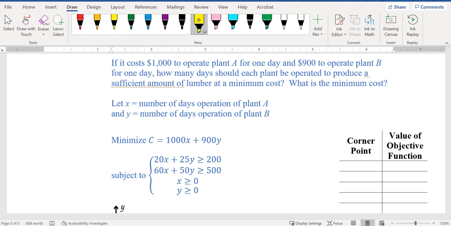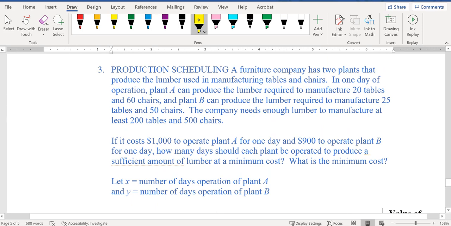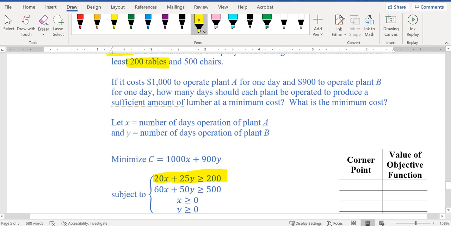Okay, what are your constraints? Obviously, the number of days that you operate plant A and plant B has to be non-negative. Where did this one come from? For tables, plant A can produce enough lumber to get 20 tables per day. Plant B can manufacture enough to get 25 tables, and you need at least 200 tables. So that's where that 20x plus 25y greater than or equal to 200 comes from.